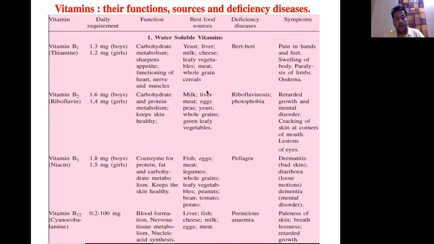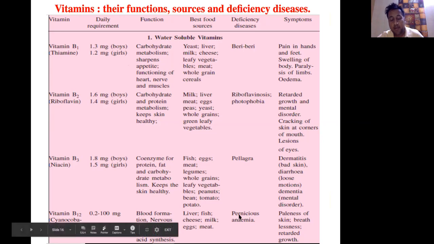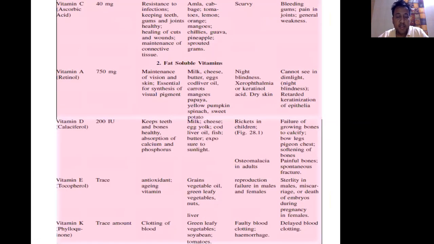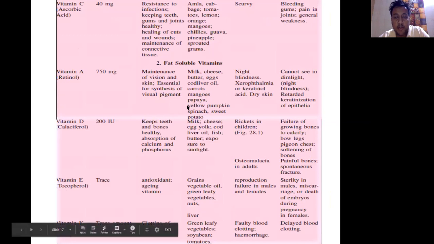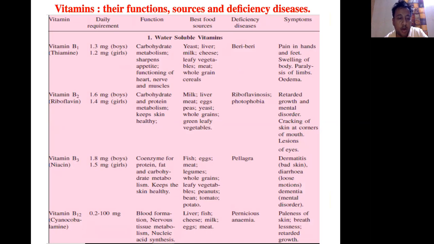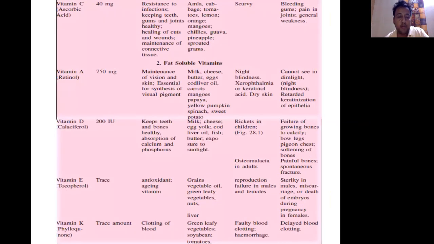what could be the deficiency. Very commonly we know that B1 is associated with beriberi, B3 is associated with pellagra, while B12 is pernicious anemia, one type of anemia. It's a type of anemia that leads to a decrease in RBC. Again, vitamin C is very commonly associated with scurvy, also known as sailor's disease, in which you can easily see bleeding gums, pain in joints. These are the water soluble vitamins, the B complex and the C. While in the fat soluble vitamin category, you have vitamin A, D, E, K.